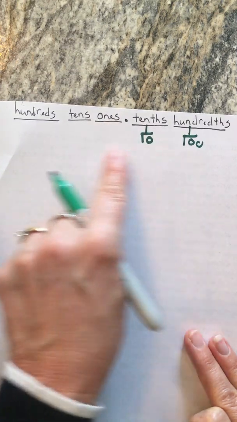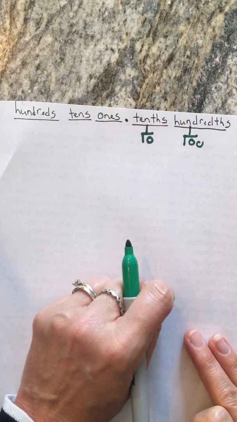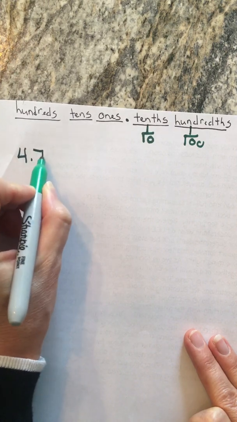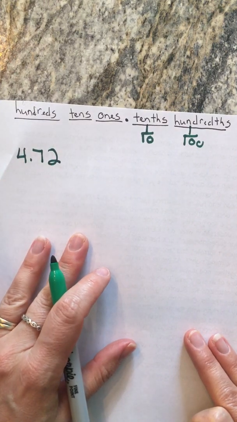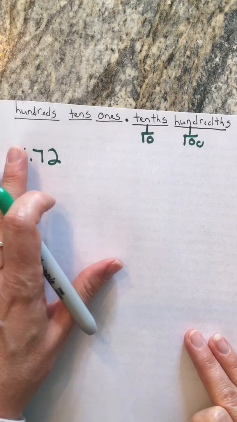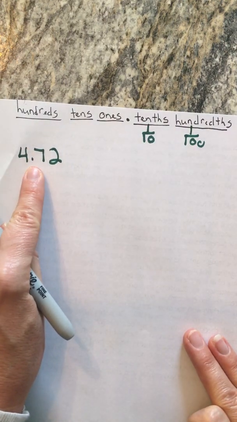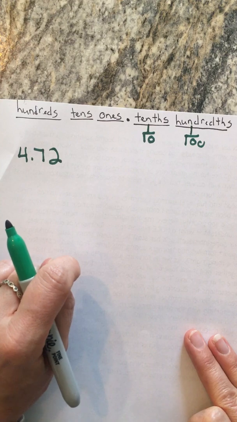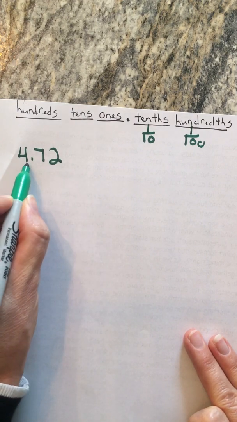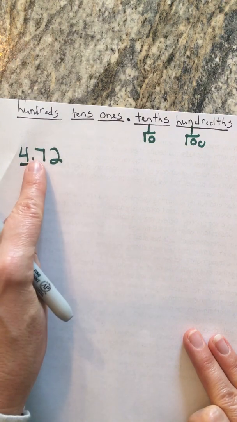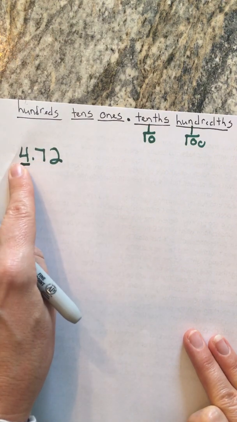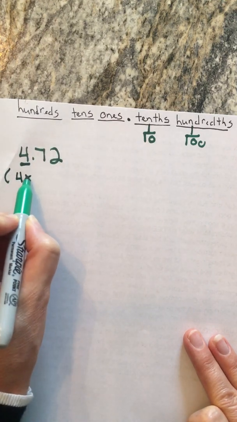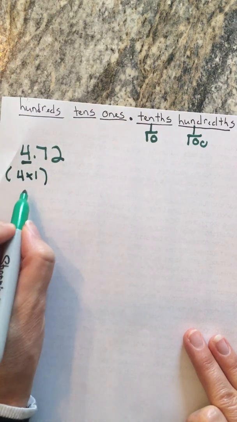Okay, so it's really important that we understand the value of all of our place values. So I'm going to start off by showing you this number, 4.72. Now, how I would read this number, I would say as 4 and 72 hundredths, okay? Now I can think about each digit and its place value. So I'm going to come to the first number, which is the 4. Well, the 4 is directly to the left of the decimal, so it's in the ones place. So that can be represented as 4 times 1, which is the same as 4.